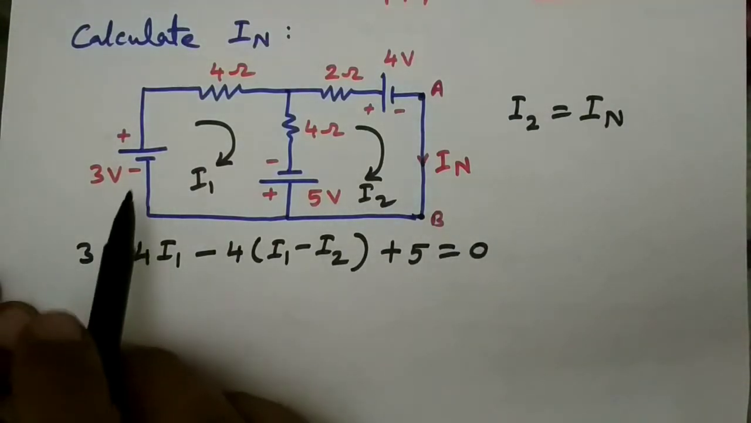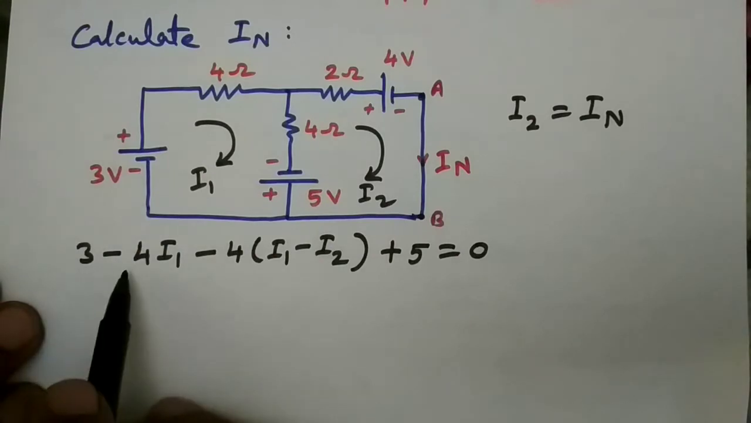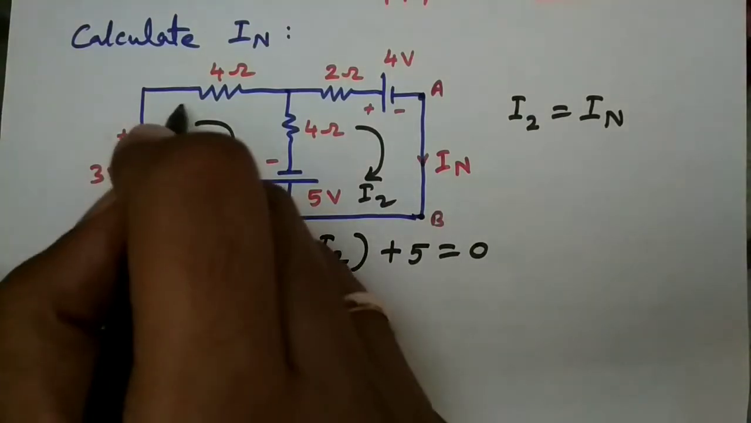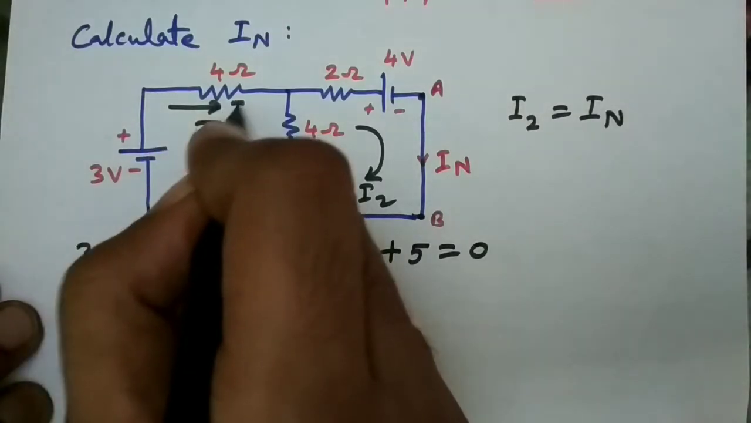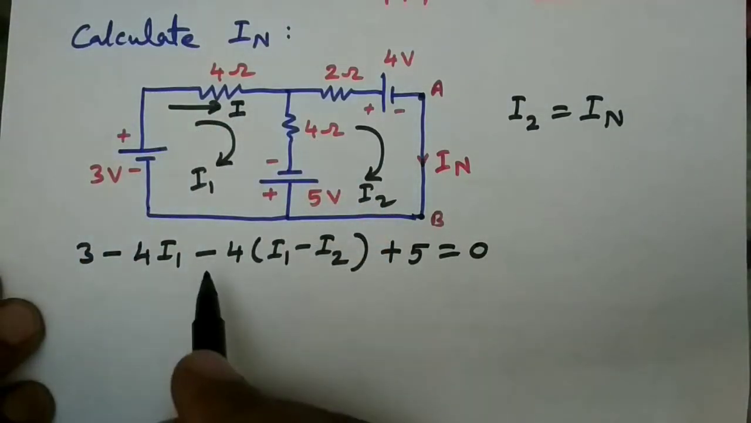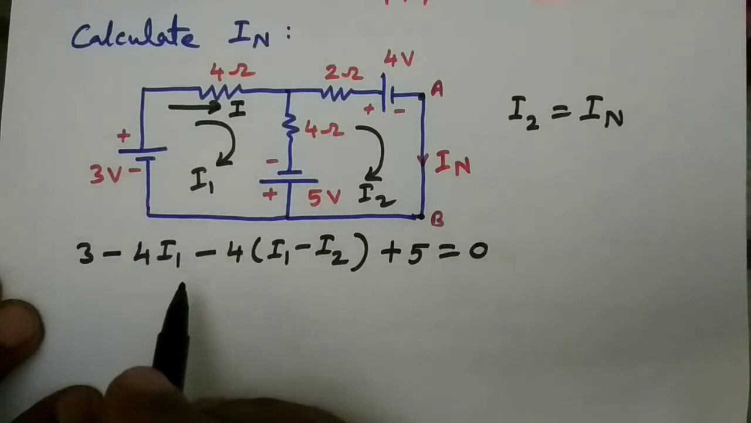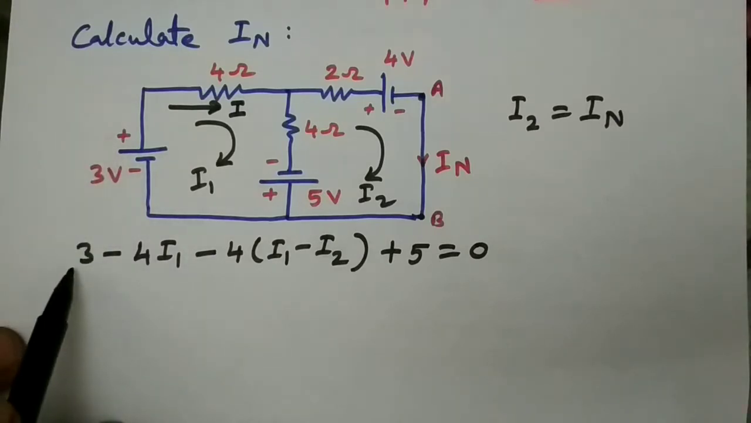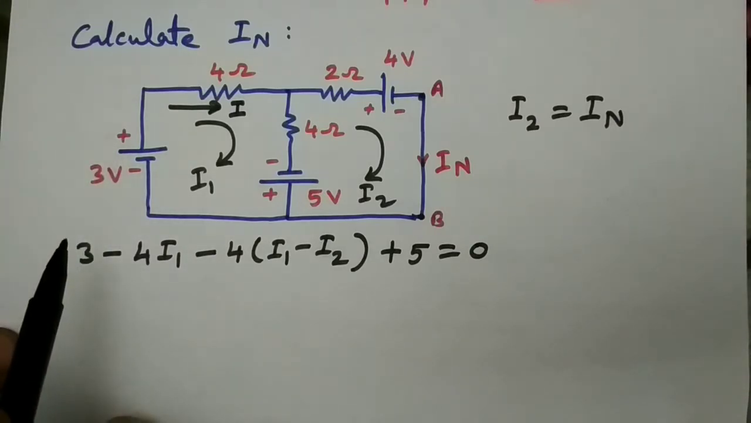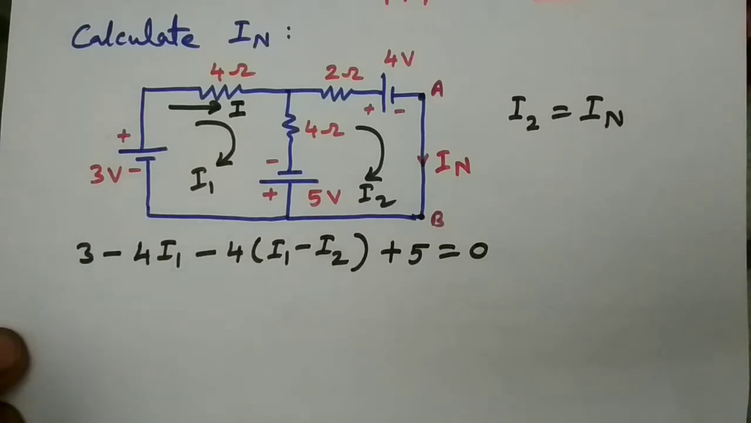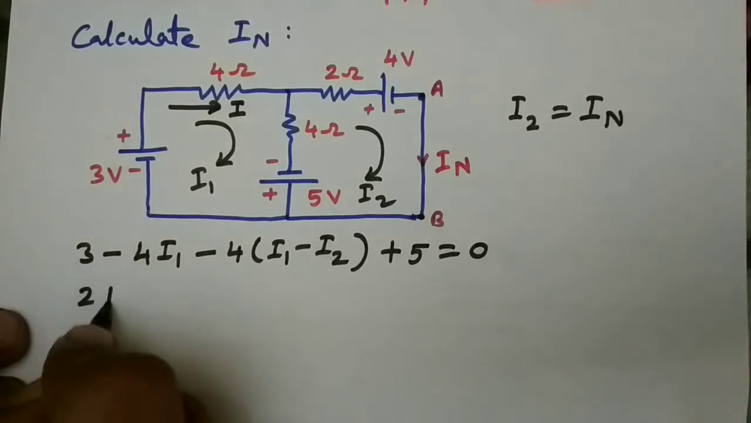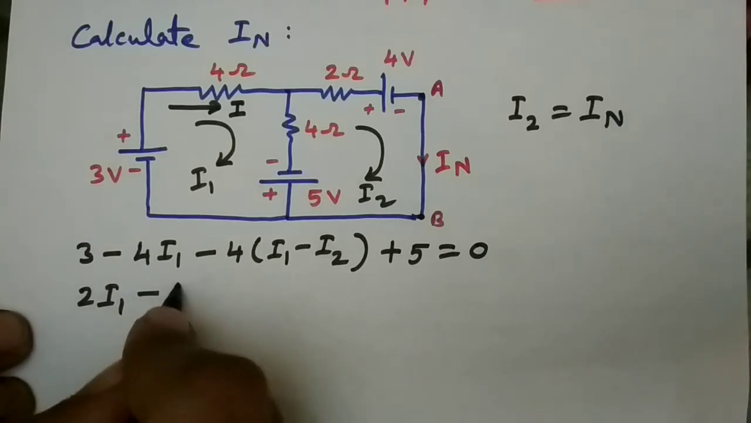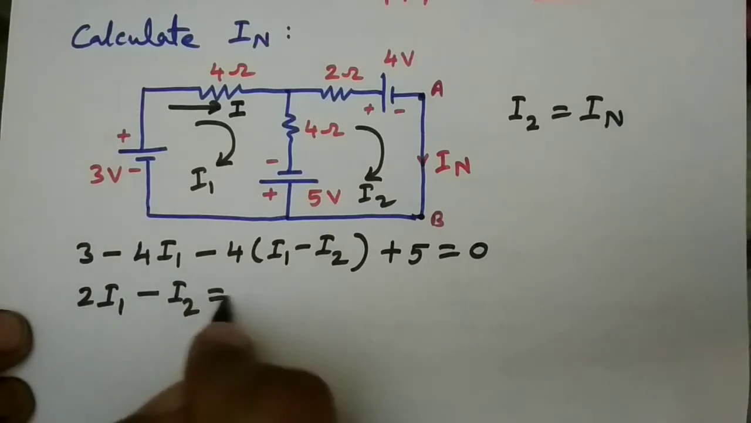As we all know, why the values are taken as positive or negative: in the direction of the current, the voltage drop is taken as negative, and in the opposite direction of the current, the value is taken as positive. Similarly for the voltage source, if we move from negative to positive, it is taken as plus, and from positive to negative, the value is taken as minus. So if we simplify this equation, we will get the simplified version as 2I1 minus I2 equal to 2.